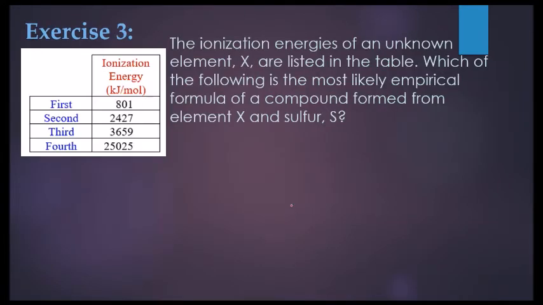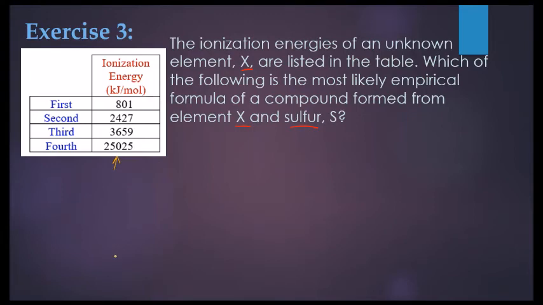This one's a little bit of a trickier one. They gave you this ionization energy chart. The ionization energies of an unknown element X are listed in the table. Which of the following is most likely the empirical formula of a compound formed from element X and sulfur? I need a compound here. So I need to know stuff about sulfur and X. What can I find out about X from the table, by the way? What is that going to tell me?